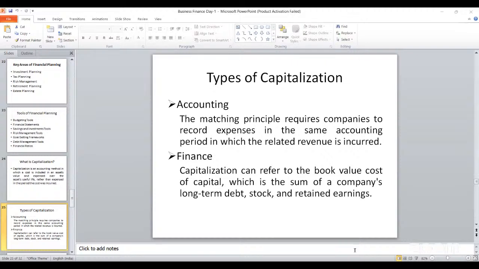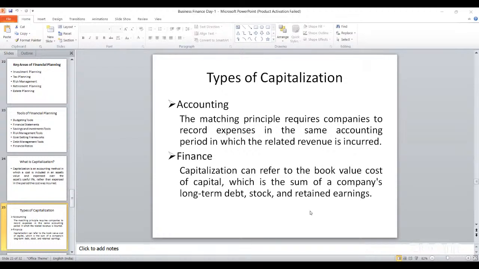Now, next coming towards finance. What do you mean by finance? Capitalization can refer to the book value cost of capital, which is the sum of a company's long-term debt, stock, and retained earnings. Here, what you calculate is the book value of your asset, as against the market value. This market value is dependent on the price of your company stock. Market capitalization is the number of outstanding shares multiplied by your share price.